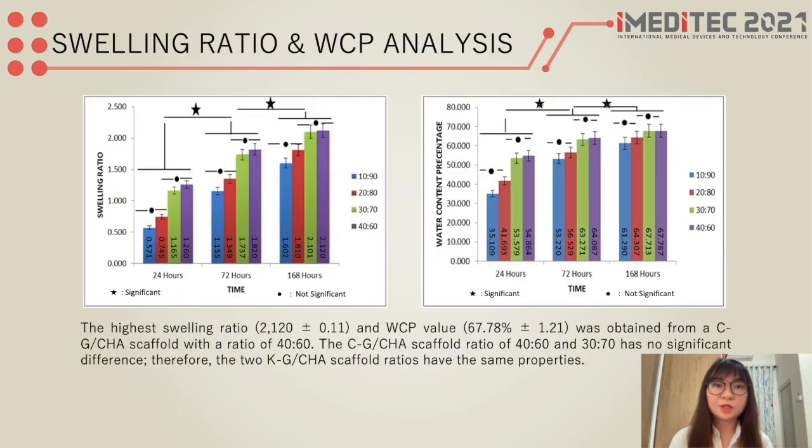From the figures, it showed that the less carbonate hydroxyapatite composition, the greater the swelling and water content percentage mean values. When immersed for 24, 72, and 168 hours, it showed that the longer the immersion duration, the more the swelling ratio and water content percentage increased. The highest swelling ratio and water content percentage value was obtained from the composite scaffold with a ratio of 40-60. The composite scaffold ratios of 40-60 and 30-70 have no significant difference. Therefore, the two composite scaffold ratios have the same properties.